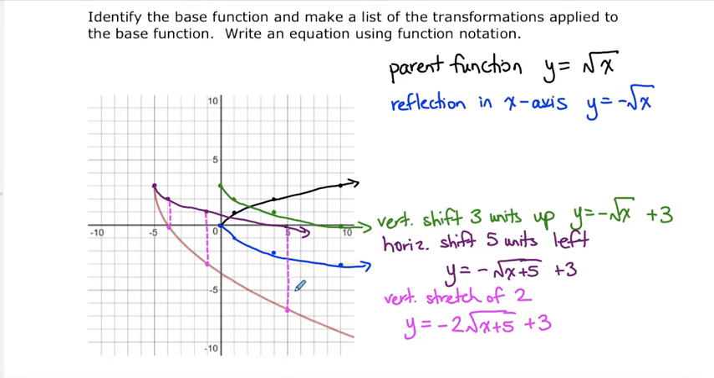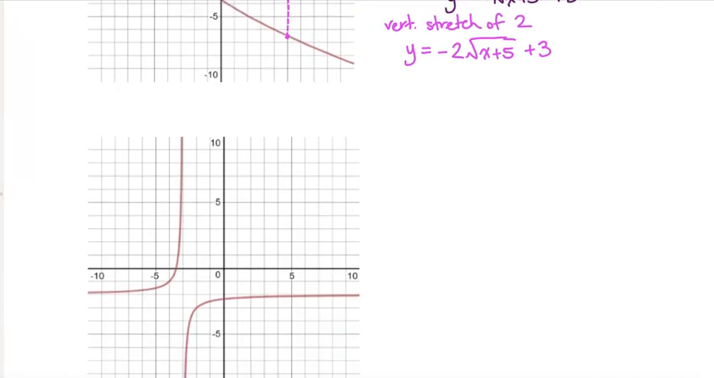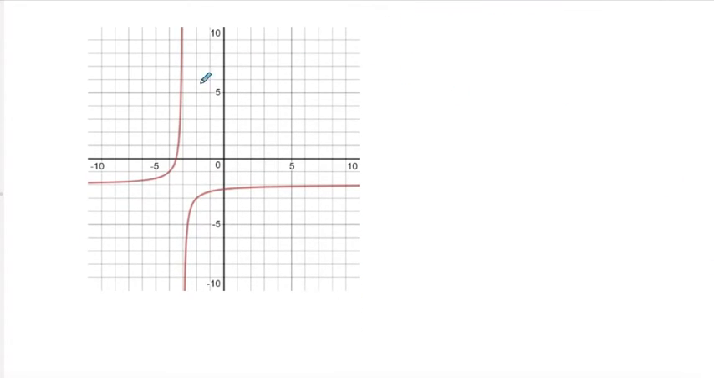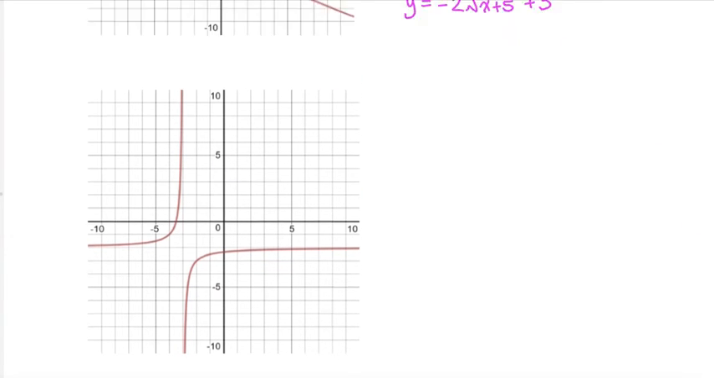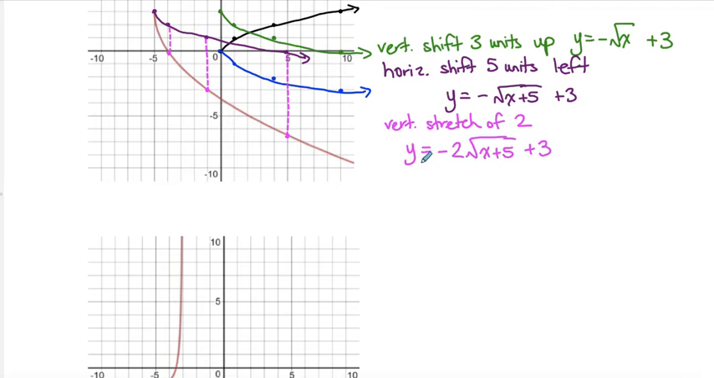All right, let's try another one. Let's go back here first of all, and then how would I put this in function notation? This would be f of x is equal to negative 2, the square root of x plus 5, and then plus 3. Awesome. Okay, last one.